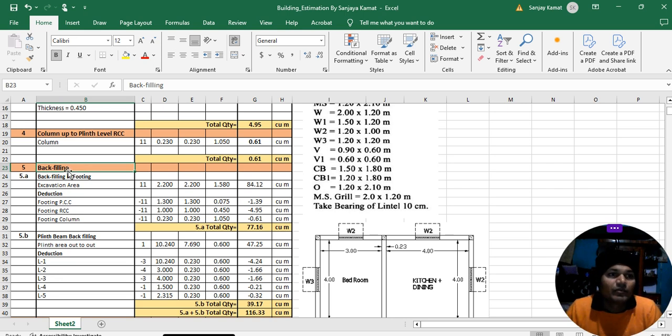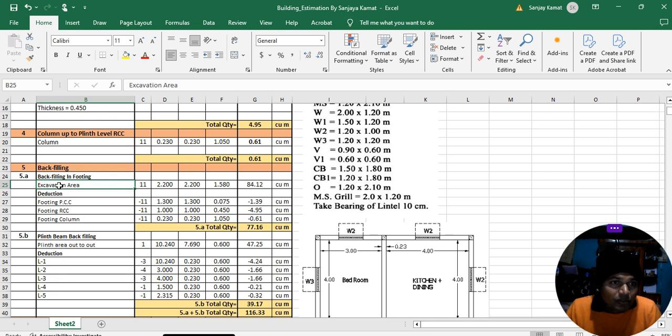For point number 5, we will do backfilling in footing. When we construct the footing, there is an extra amount of soil after digging. We have to lift up the footings, hold them with supports, fill with concrete, and then do the extra filling, the backfilling, by hammering, by tamping.